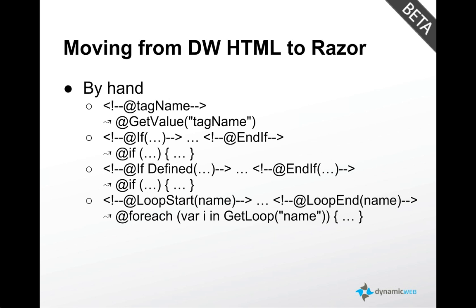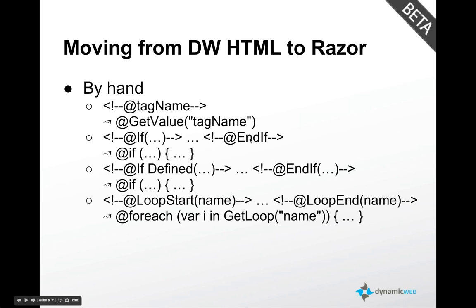I'll talk a bit about some of the basic conversions that are needed to go from Dynamicweb HTML templates to Razor templates. On this list, I've shown how you can do it by hand, if you don't want to use the Convert to Razor button, or because you're curious and want to know what's going on. The first item is something you should all know from HTML templates, a basic template tag, and you can just convert this to GetValue and then put in the tag name as a string. That's very basic, and there's no real .NET programming involved in this.